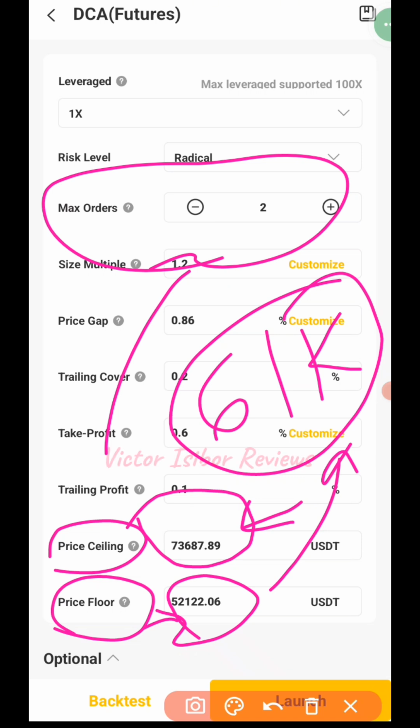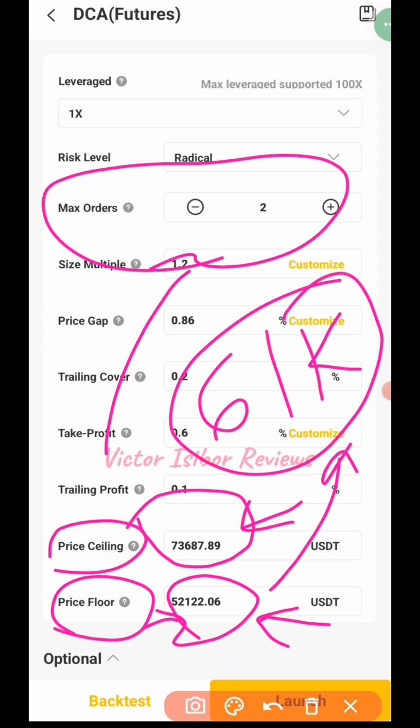It's a safety measure. And that is one of the unique and beautiful things about Utrading. Also, the price floor: if the price of Bitcoin falls below this 52,122, as a risk control measure, even if you have an order that you want the robots to buy, it will hold on so that you will not be in danger. If you are longing or shorting, these two, price ceiling and price floor, are meant to protect you.